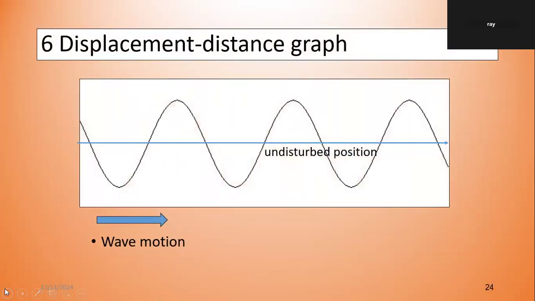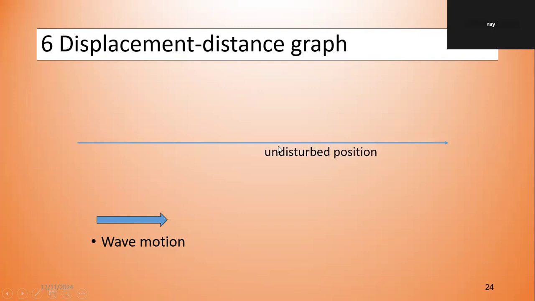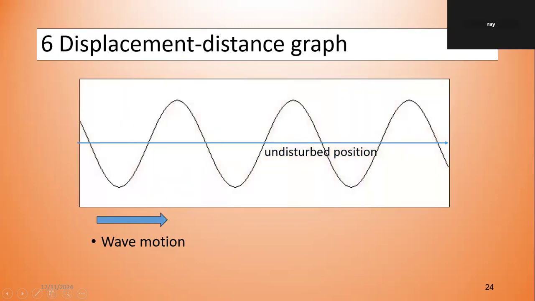This is the undisturbed position. The water, think of it as the medium. It can be water. The undisturbed position, the surface there, has a wave pass through. That's why we see the wave.